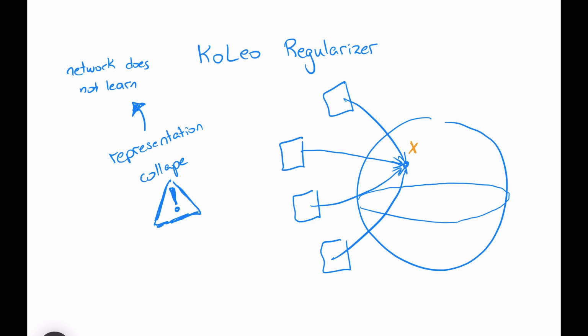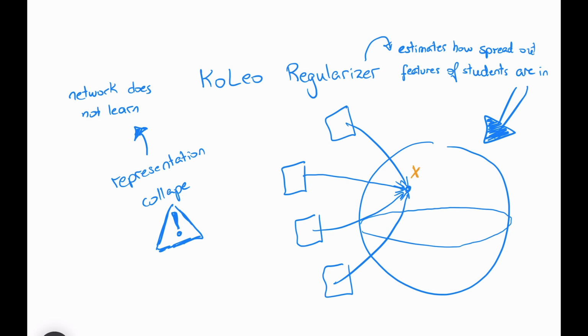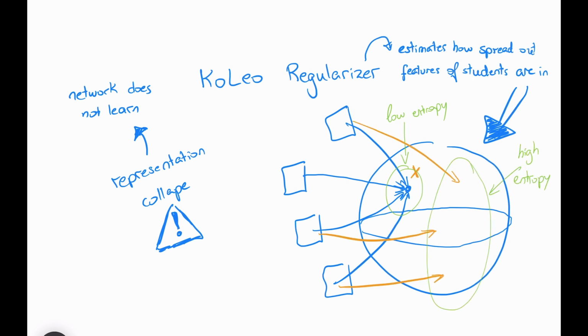To prevent that, DINOv3 adds a diversity guardrail. It's called the KoLeo regularizer, and it estimates how spread out the student's outputs are in the embedding space. So if all the features are bunched together, then the entropy is low. If they're spread out, the entropy is high. When the entropy is low, that means the distances between those features are small, so there's higher risk for things to collapse. So by maximizing this term, it keeps the model exploring. It's going to force the output to cover more of the prototype space.